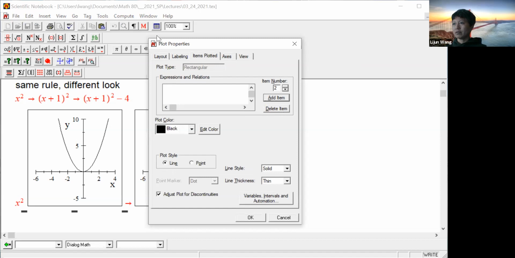So what will be the shifting? X plus 1 squared. Do we know x plus 1 squared is shifted left or right? Shifted left, right?